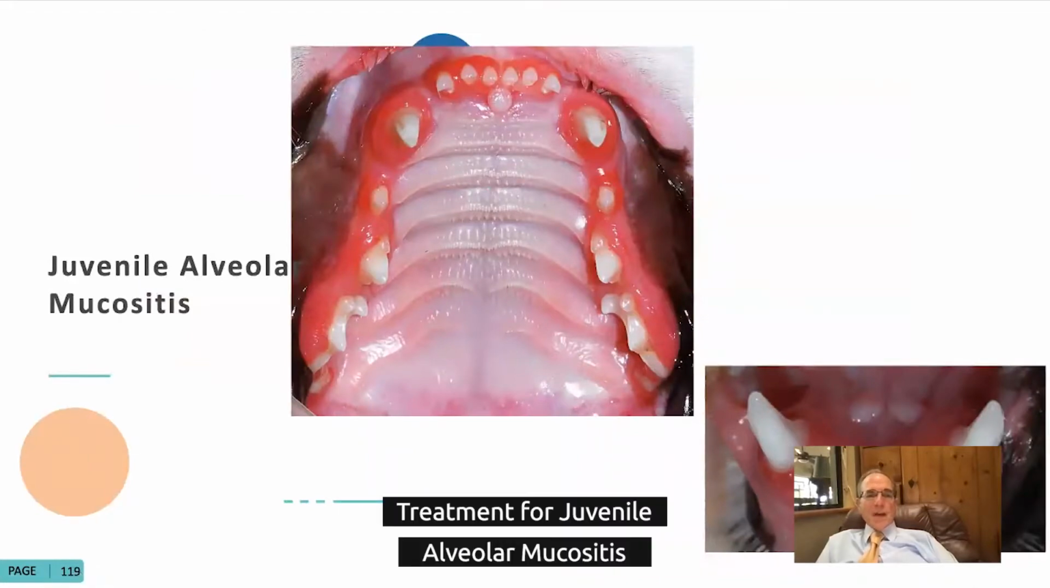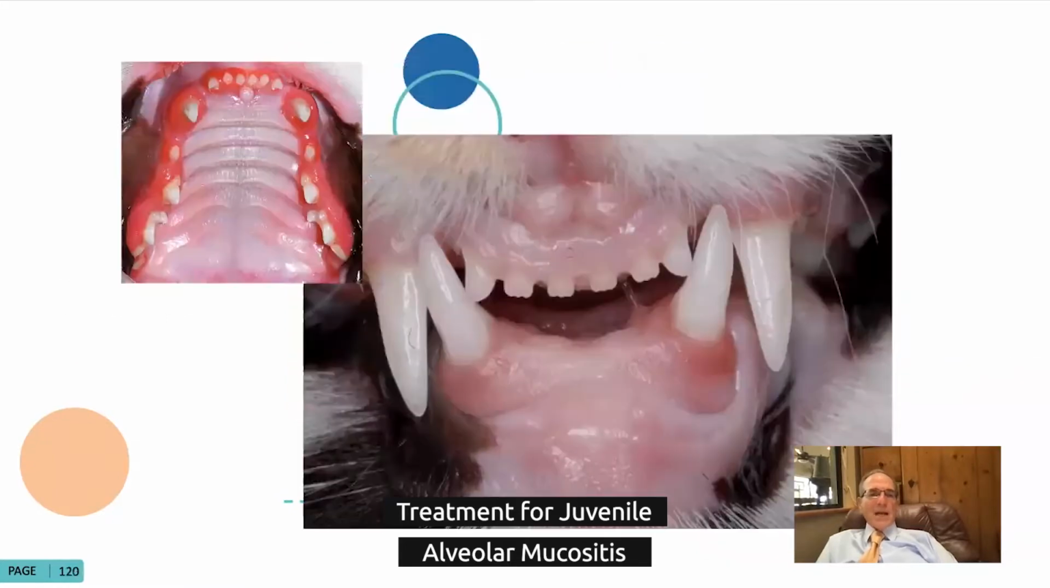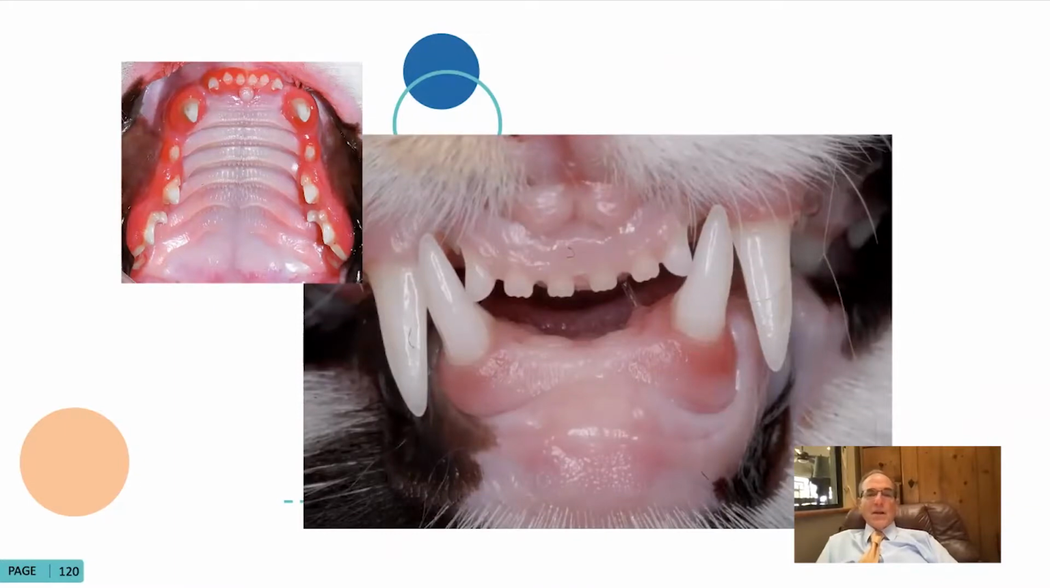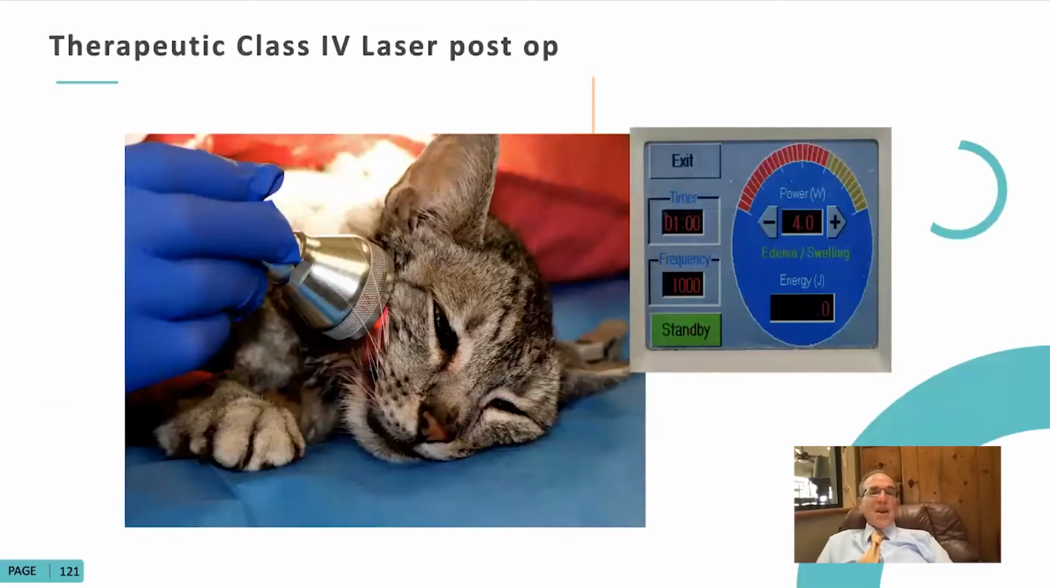This is a case of juvenile mucositis where we radiographed and took out the teeth that were affected by periodontal disease. And fortunately, the cat outgrew it. And that's what happens in a lot of the cases. We also use a therapy laser postoperatively to remove some of the swelling.